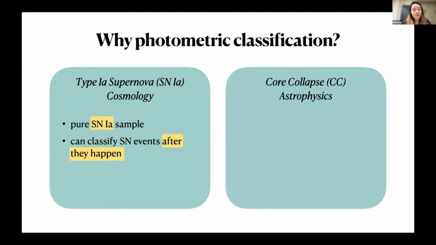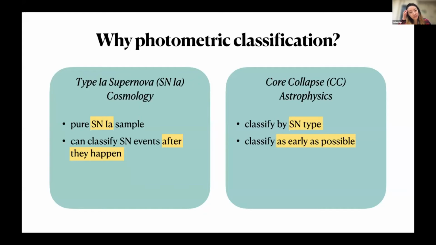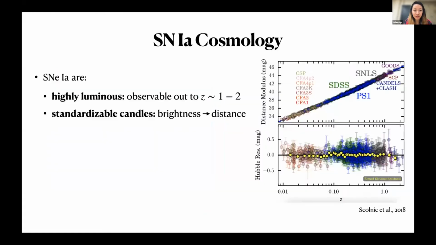So for cosmology, we're primarily interested in procuring a pure type 1a sample, as a lot of the speakers today have already talked a lot in depth about. And we're also able to classify supernova events after they happen, which means that we are able to take advantage of all the information that a supernova gives us during its lifetime. For core collapse astrophysics, on the other hand, we primarily want to classify by supernova type. We just want to know what we're looking at in the sky at any given moment. And we also want to be able to classify these events as early as possible because we want to be able to maximize our chances for follow-up observation to just get more information about these objects.